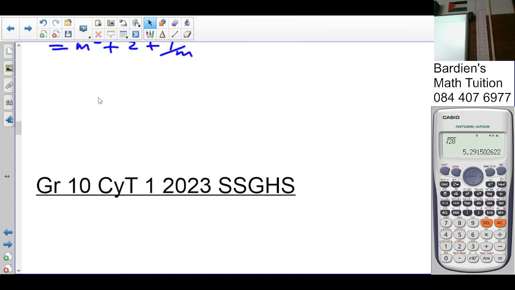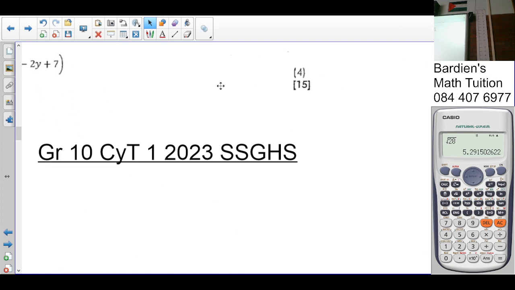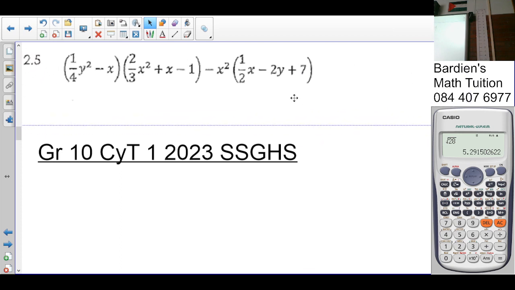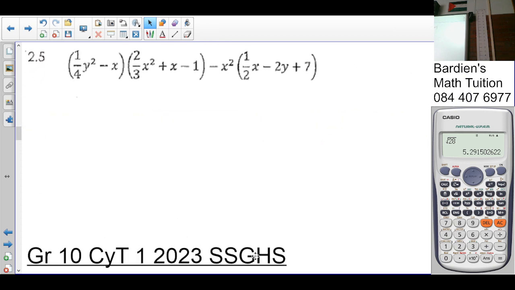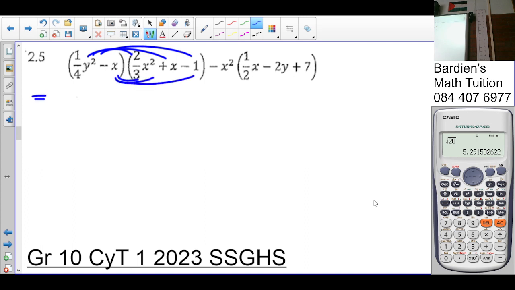2.5. The sum was worth 4 marks. So what we need to do is get rid of the brackets, so we multiply. A quarter y squared times 2 over 3x squared will be 2 over 12, which is 1 over 6 y squared x squared, or x squared y squared.